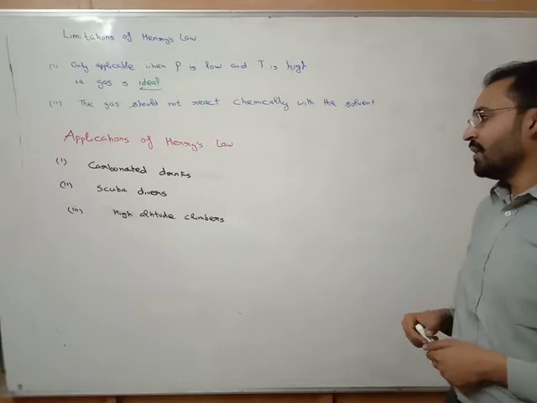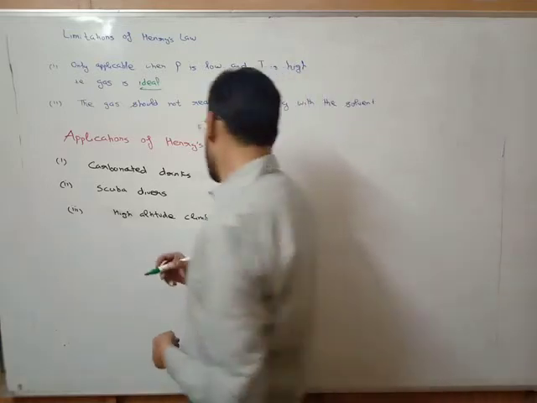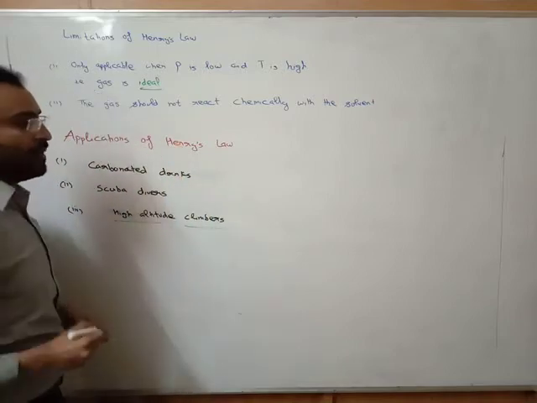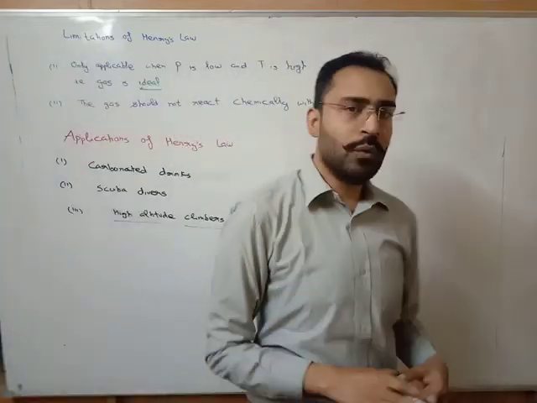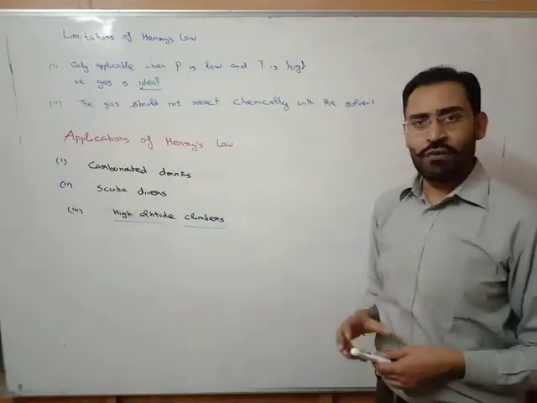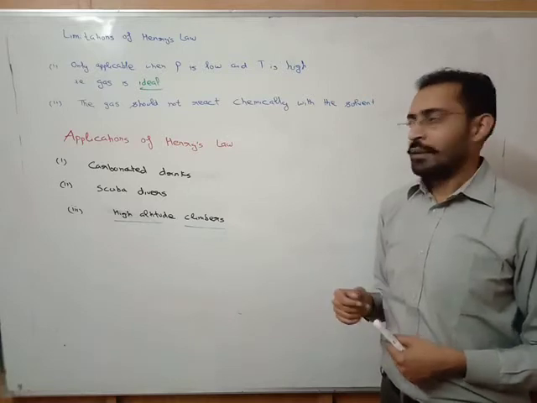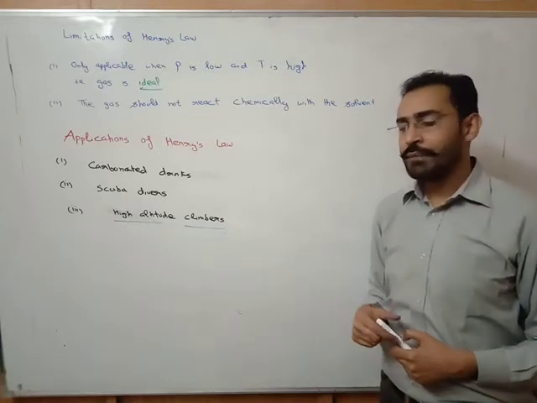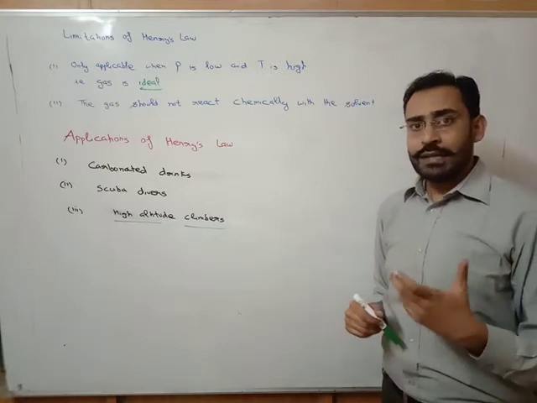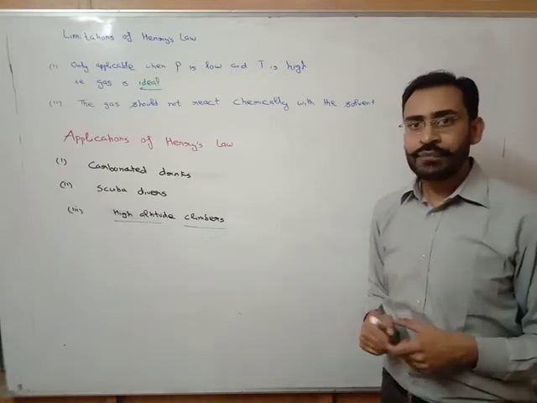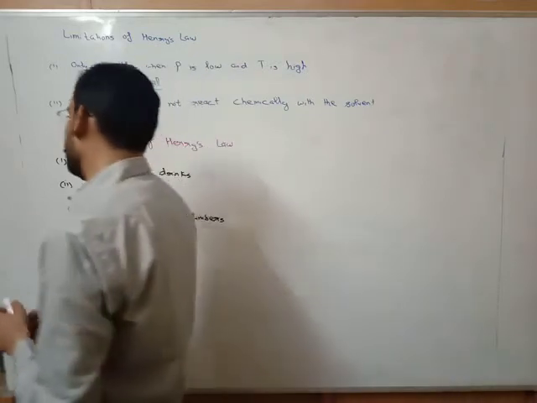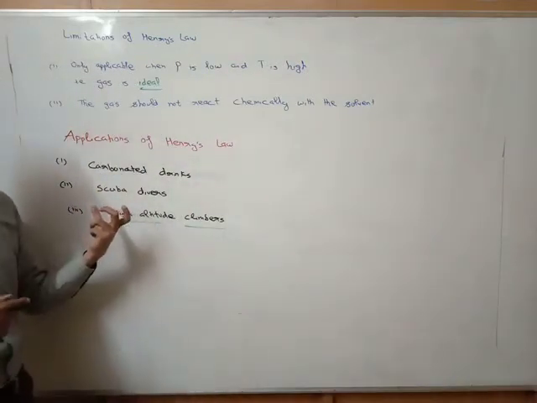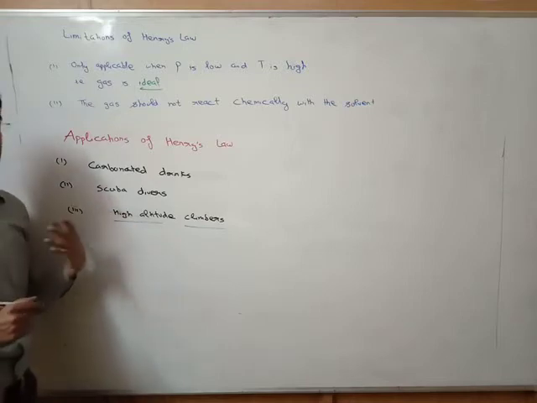Third application of Henry's law is in case of high altitude climbers. At high altitude, partial pressure of oxygen gas is low. That means less supply of oxygen to lungs and all parts of the body. This causes dizziness or unclear thinking. This leads to a disease known as anoxia.